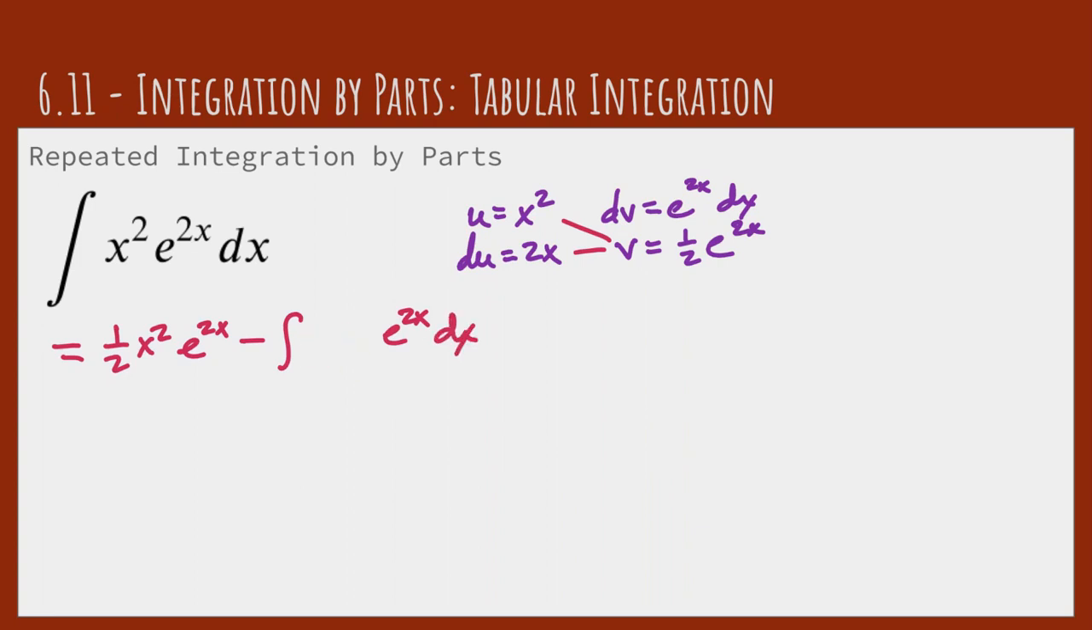And for simplification purposes, the 2 and the 1 half cancel each other out, and that's just going to be an x. So notice that we still have a product here, which means that we need to do integration by parts again. So I'm going to choose u equals x, and dv equals e to the 2x. So du equals dx, and v equals 1 half e to the 2x. That should have been dx on there.